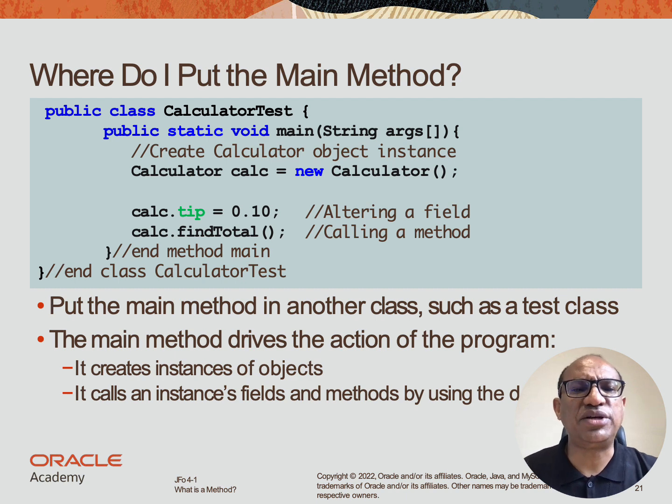So where does the main method go now? In a separate class like CalculatorTest. That's where you create objects and tell them what to do. Think of it like the remote control for your calculator object.